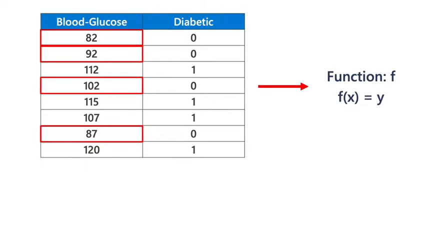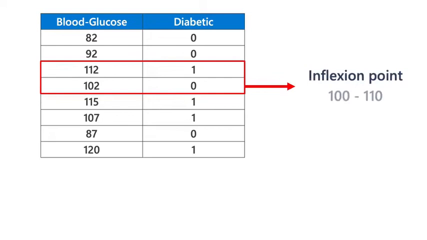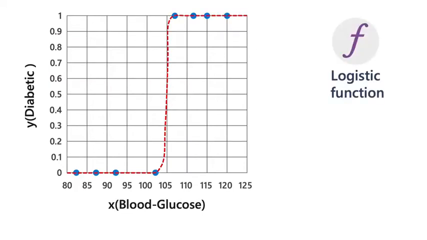The chart data shows that patients with a low blood glucose level are all non-diabetic, while patients with a higher blood glucose level are diabetic. It seems like the higher the blood glucose level, the more probable it is that a patient is diabetic, with the inflection point being somewhere between 100 and 110. We need to fit a function that calculates a value between 0 and 1 for Y to these values. One such function is a logistic function, which forms a sigmoidal, S-shaped curve.